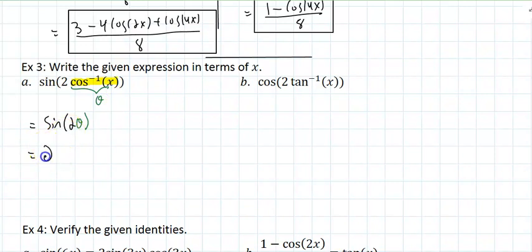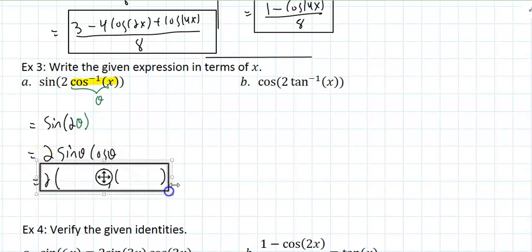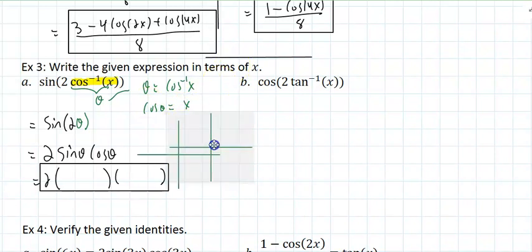I know what this is. This is twice the sine of theta cosine of theta. If you tell me what the sine is, and you tell me what the cosine is, I'm done. How am I going to figure that out? I'm going to go on the side and say, I let theta equal the inverse cosine of x. That means cosine of theta equals x. I am in quadrant 1.